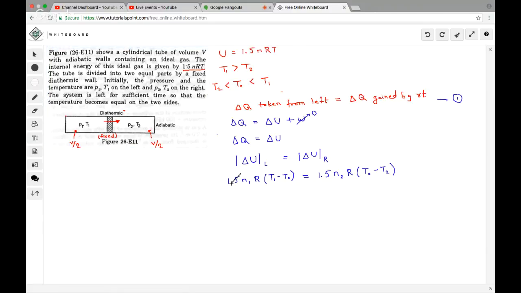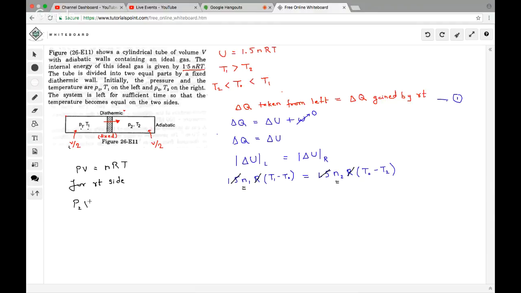So let me simplify this. 1.5 and R will get cancelled out, but here N1 and N2 are coming. How will I write this number of moles in terms of the quantities which are already given? What are the things that are given? Pressure, temperature, and volume are given. So if I write down the ideal gas equation, PV is equal to nRT, for the right-hand side, then I'll be writing it like this.